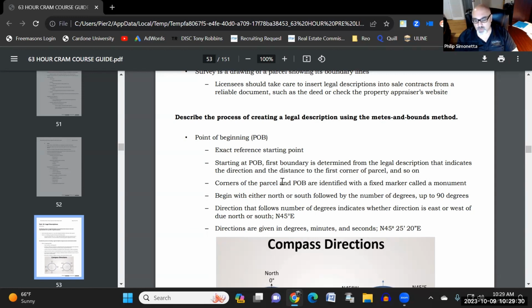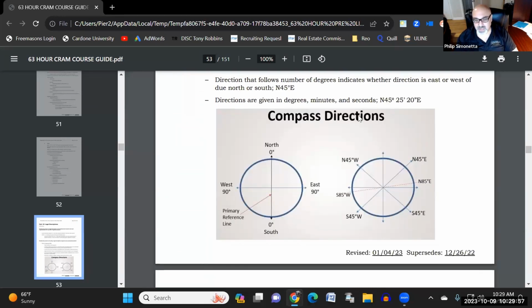It begins with either north or south, followed by a number of degrees up to 90 degrees. The direction that follows the number of degrees indicates whether the direction is east or west of due north or south, like north 45 degrees east. That's an example. Directions are given in degrees, minutes, and seconds, so it'd be like north 45 degrees, 25 minutes, and 20 seconds east. It uses compass directions. There's a little diagram of the directions and the degrees.